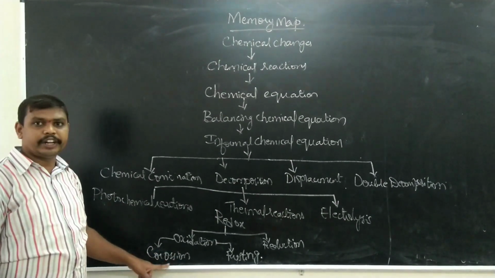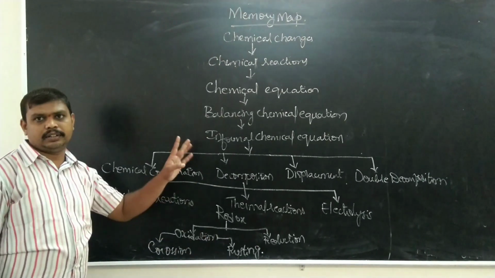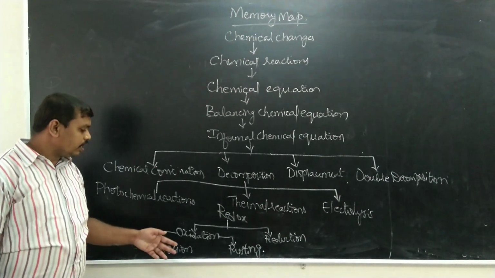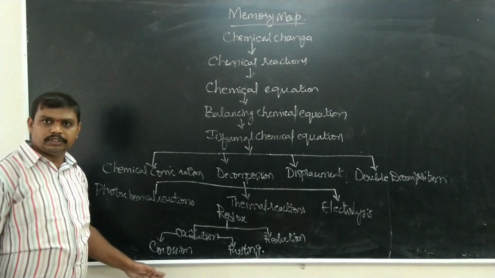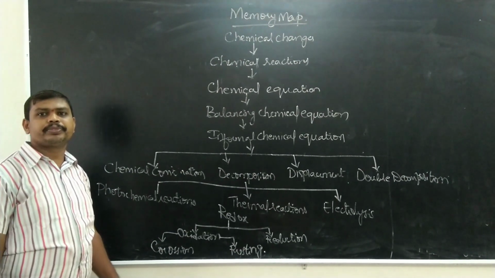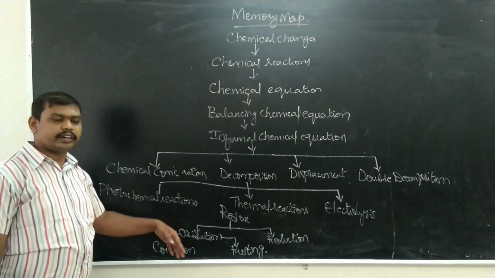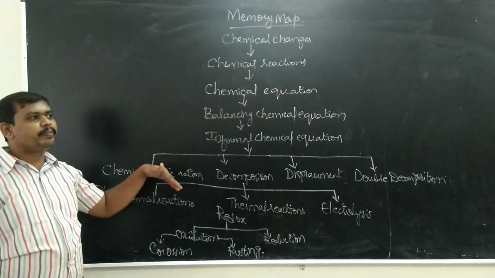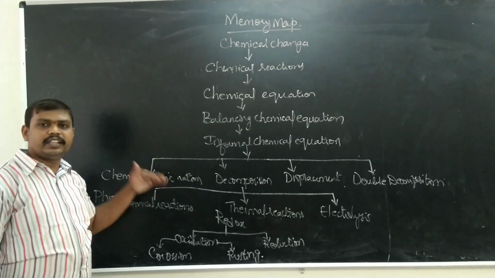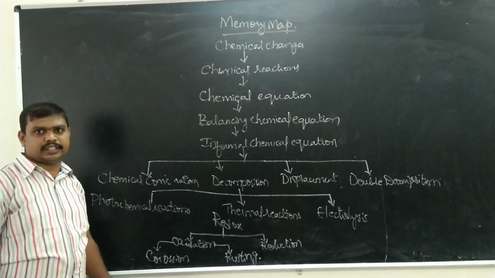Then again we have corrosion. I told you what is meant by corrosion and what is meant by rusting. Some of the chemical substances get rusted, and corrosion is nothing but metals being eaten away with the help of moisture. All the things which we have already learned. So this is one form of memory map, and after learning this we will go on with some more concepts in the next class.